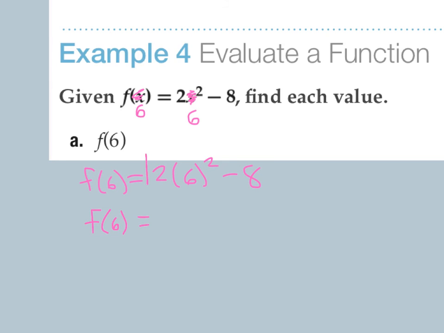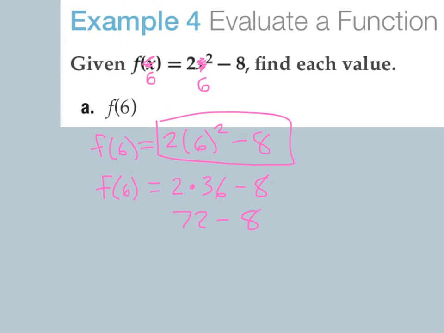So what do we need to do first to solve this? PEMDAS. So what do we do first? Exponent. So 6 squared. What is 6 squared? 36. Thanks for participating. What is 2 times 36? 72. And 72 minus 8? 64. So f of 6 is equal to 64.